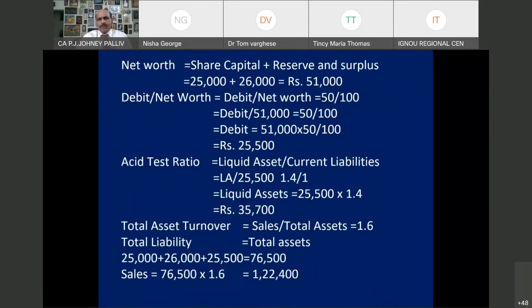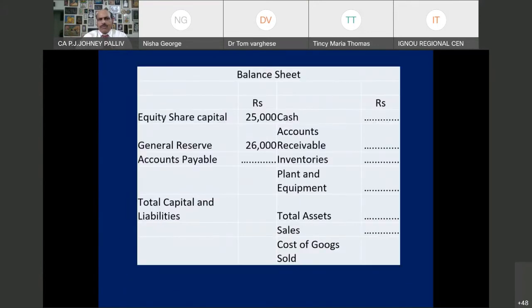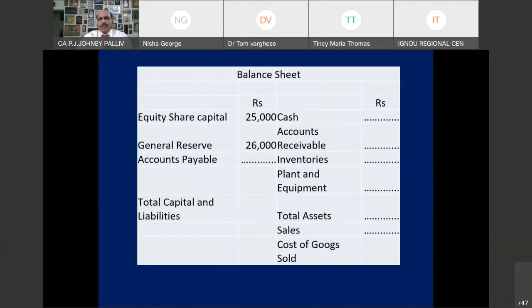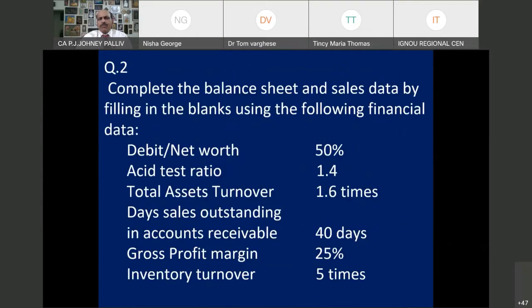So net worth is equal to share capital plus reserves and surplus. In the balance sheet, share capital plus reserves and surplus is 25,000 plus 26,000, which is 51,000. So net worth is given. Therefore, they have given a ratio. What is the ratio? Debt to net worth. Debt is borrowing. Debt by net worth is 50%, which is 50 by 100.